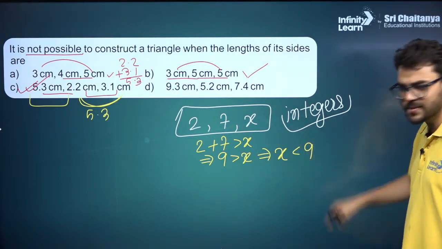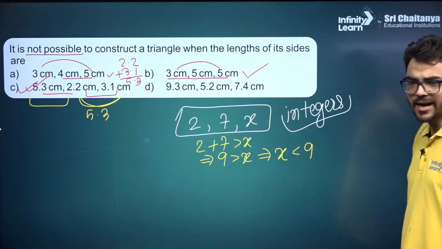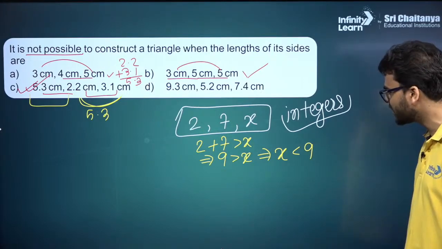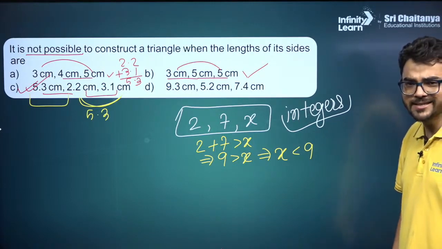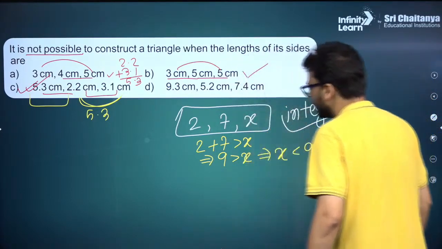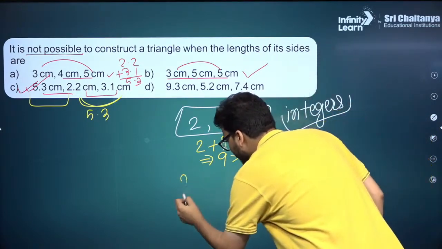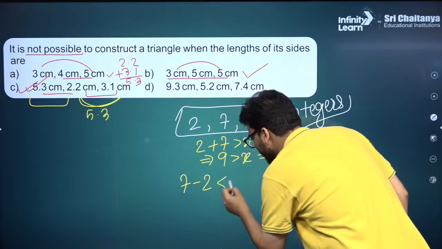I can write x is smaller than 9. And the difference of two sides is less than the third side. Can I not say that, over here? So I can write it like this: 7 minus 2 is less than x.